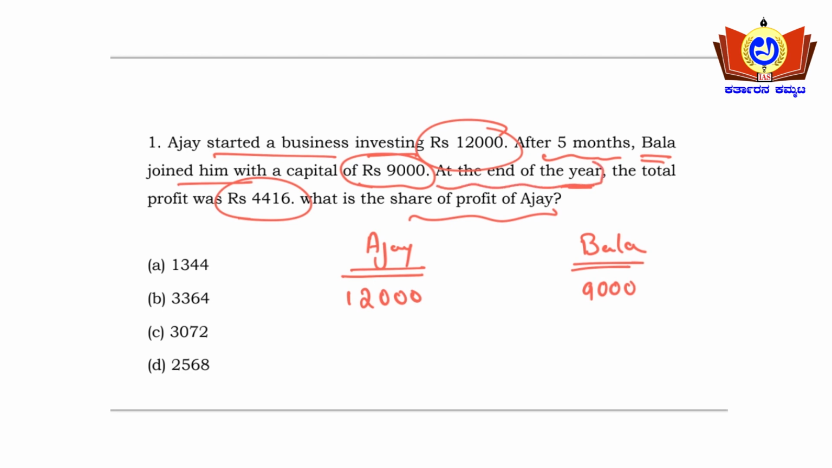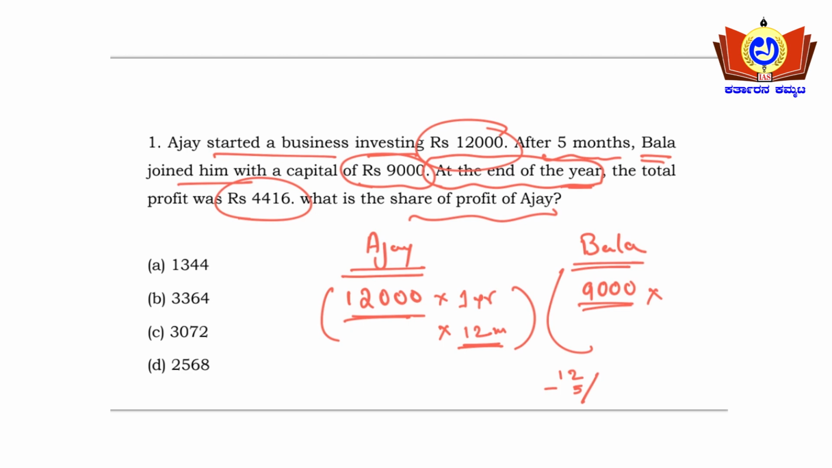The question says at the end of the year, so this business has been running for 12 months, right? One year is nothing but 12 months. So Ajay invests 12,000 for 12 months. Whereas Bala joins after 5 months, so 12 minus 5 is 7 months, and a capital of rupees 9,000 will be invested for 7 months by Bala. You need to understand this difference very clearly before writing the equation.